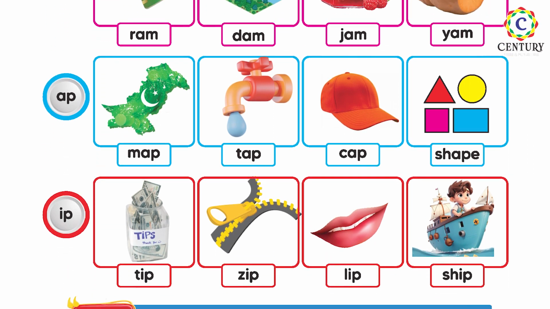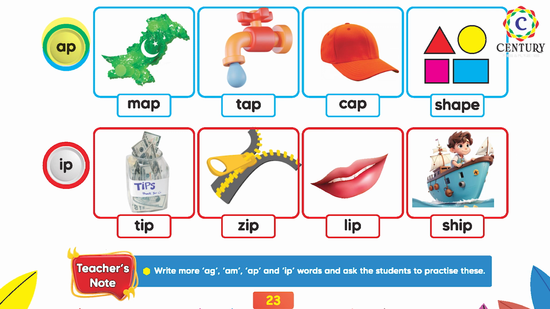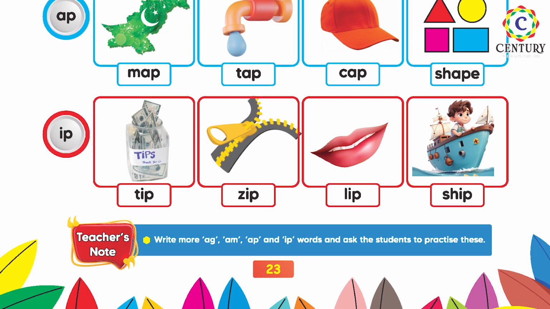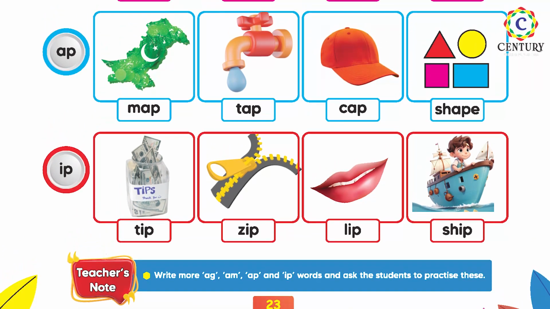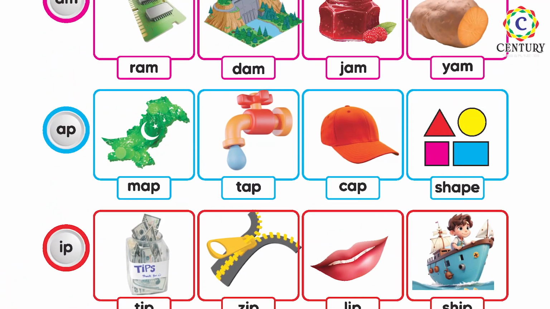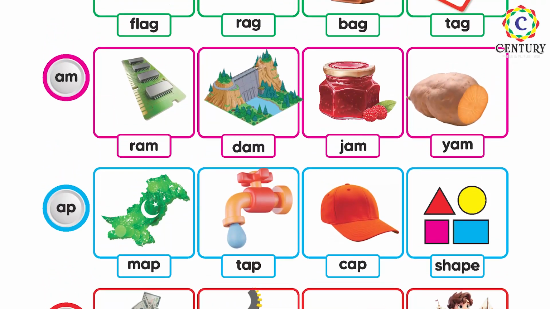Okay? Next sound is app. Sound of A and P, app. So we are using this sound in map, tap, cap, shape. Okay? Next is the sound of I and P, ip. Okay? And we are using this sound in different words like tip, zip, lip and ship. So इसी तरह से आपने इन तमाम sounds की practice करनी है और देखना है कौन से word में कौन सा sound use हो रहा है.